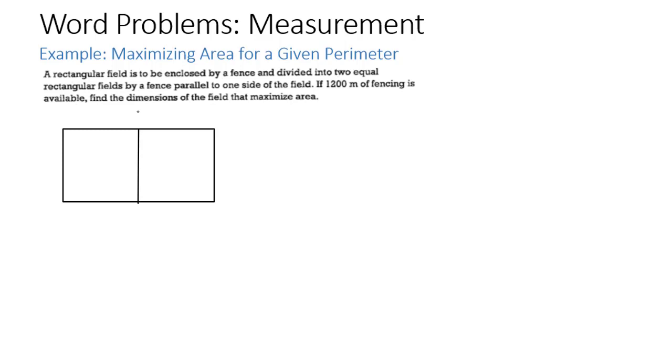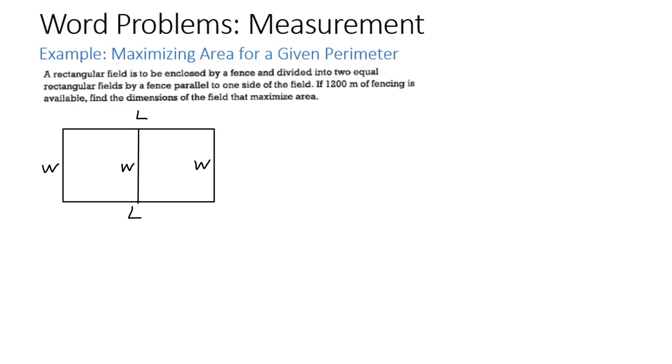Let's just call these longer ones. We'll use L for length and W for widths, because we have three widths that are the same and two lengths that are the same. Okay, so it says we have 1,200 meters of fencing available. Let's come up with some stuff for this.